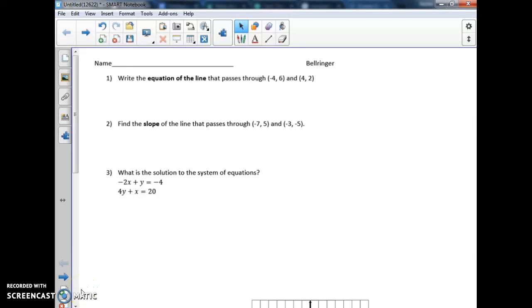Okay, so again, hopefully everything went smoothly on Friday. Today you should have had 10 to 15 minutes to work on this Bellringer, and now we're going to go ahead and take a look at how we do it.